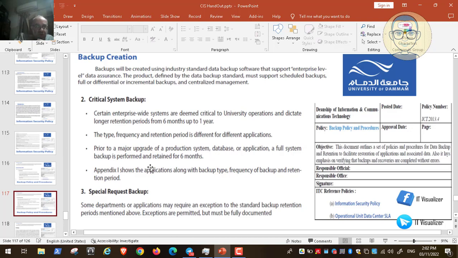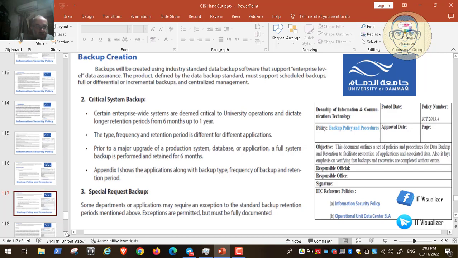Okay, Appendix I shows the application along with the type and frequency. I tried to search for this appendix, but I didn't see it. Okay, then there is special request backup. Some departments or applications may require an exception to the standard backup retention periods mentioned above. Exceptions are permitted but must be fully documented.